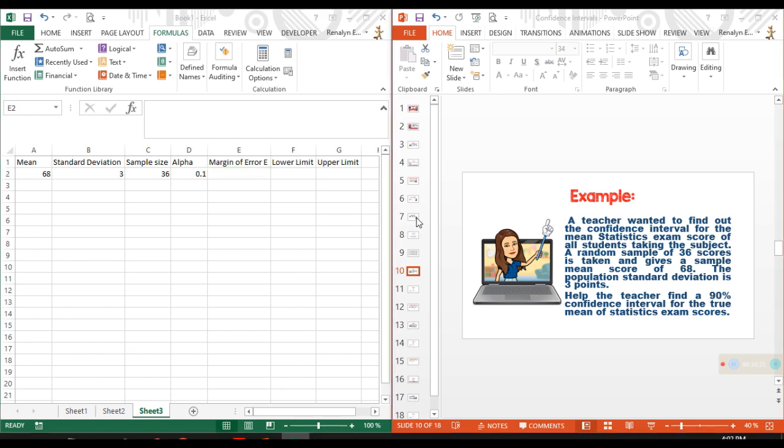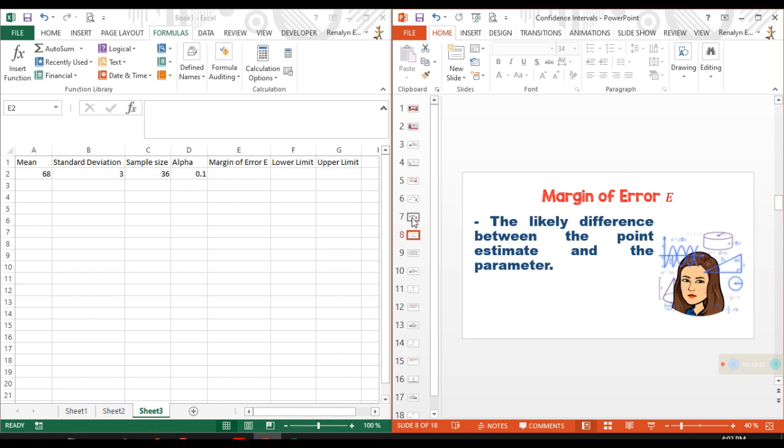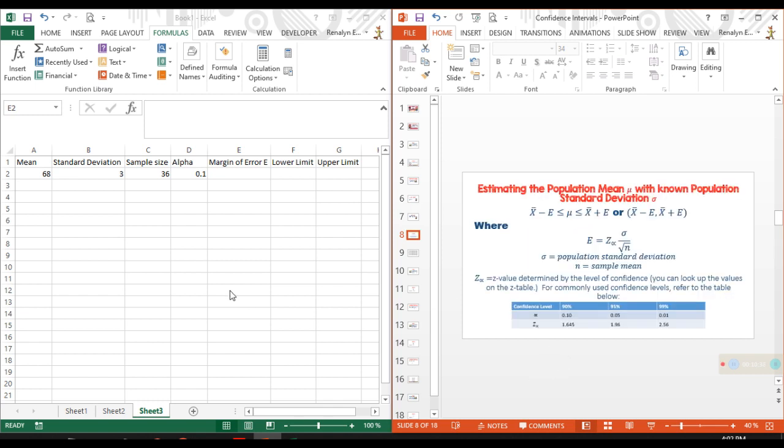Sabi sa formula natin, kanina, balikan natin yung formula. Ba, ayaw niya lumabas. Ayan. So, the formula for E is Z alpha times sigma over the square root of n. So, pwede nyo siyang ilagay na ganon.